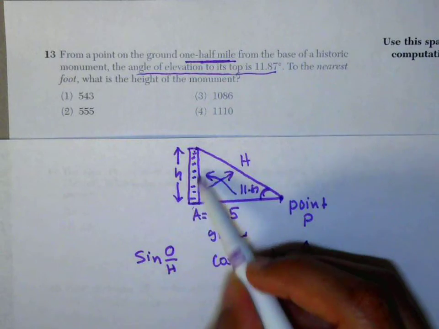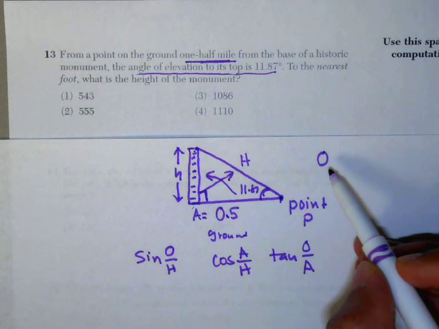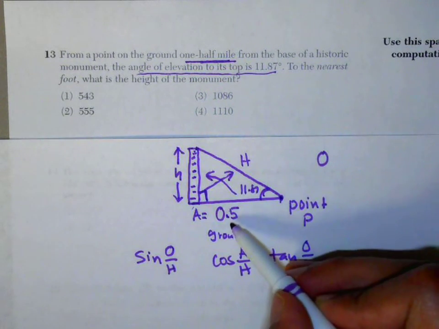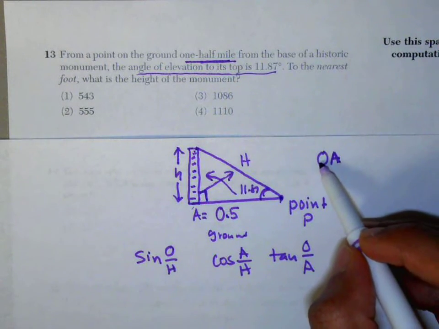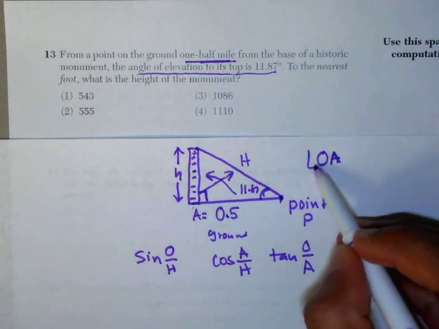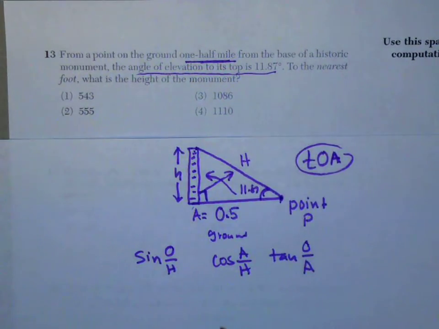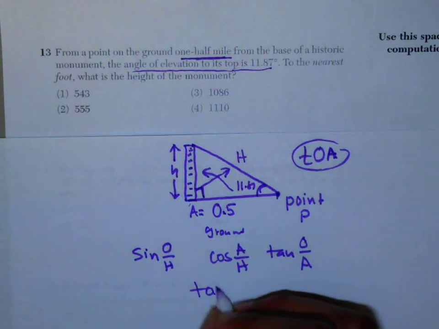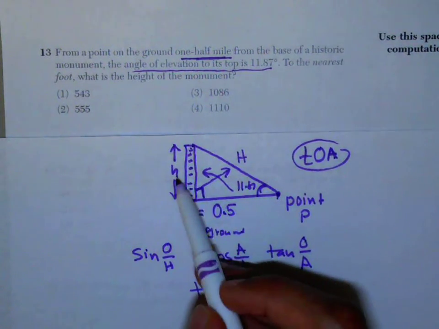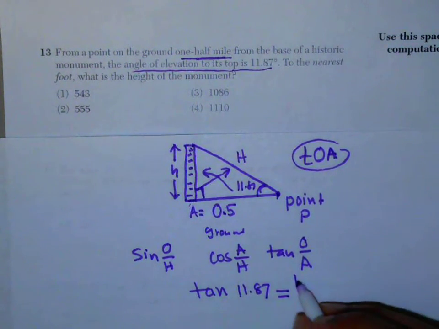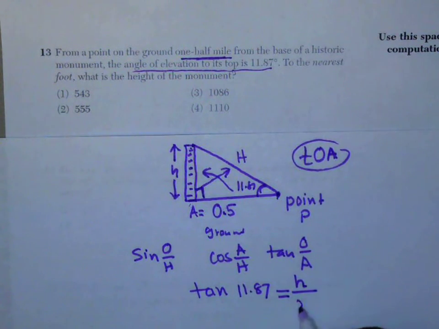So in order to find this side, O, we have to use this side, which is the opposite, and we have to use this side. We know it's the adjacent, half a mile. So if we're using O and A, we have to use tangent. So we're going to use tangent for this situation to solve for the height. Let's write that ratio down. It's going to be tangent of the angle 11.87 equals O, which is this side, given by height H, divided by A, which is this side, 0.5.